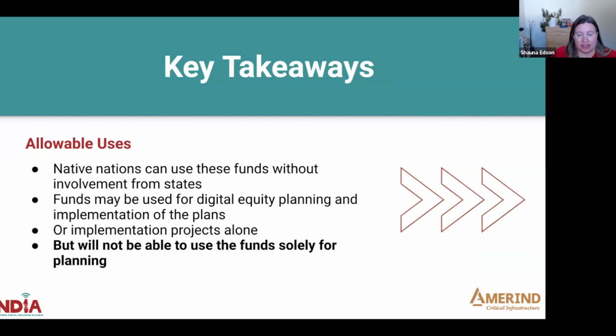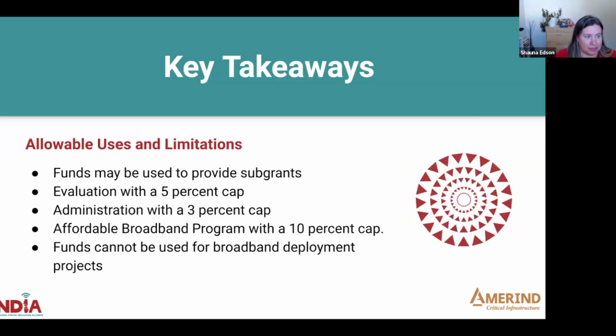So Native entities can use funds without involvement from the states, but if their goals and strategies are aligned with their state, they can align with the state digital equity plan. And these funds can be used for creating a digital equity plan and implementing the plan, or just digital inclusion activities alone, but they can't use the funds just for creating plans.